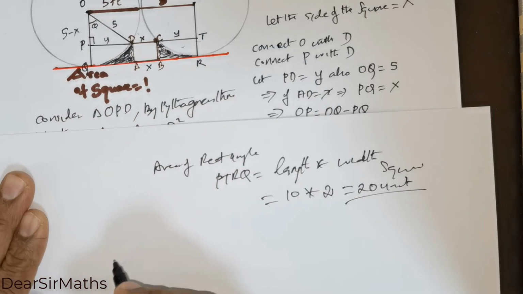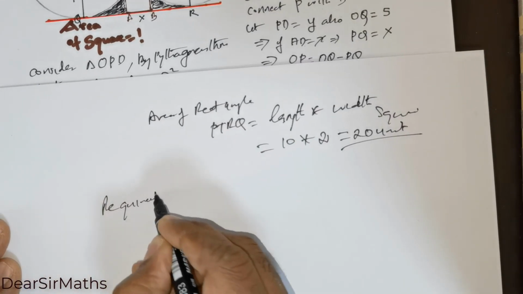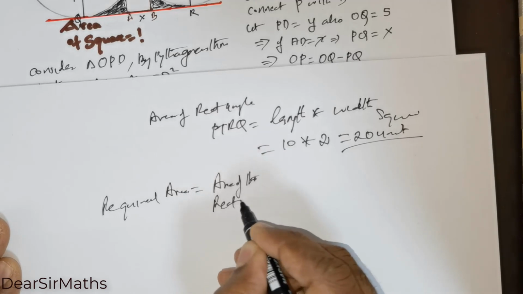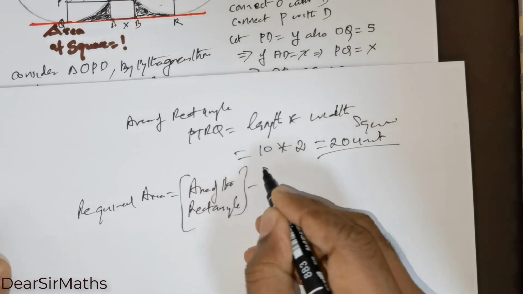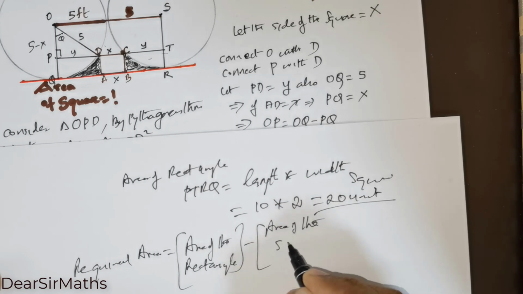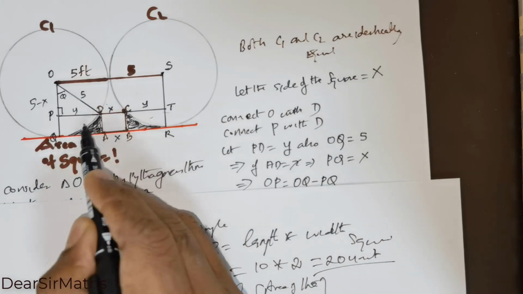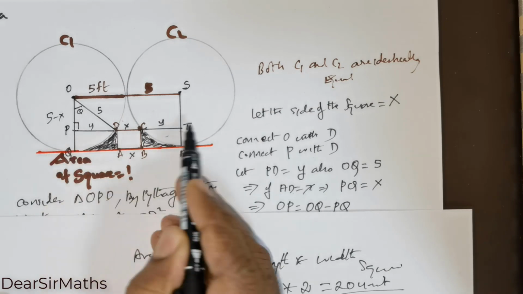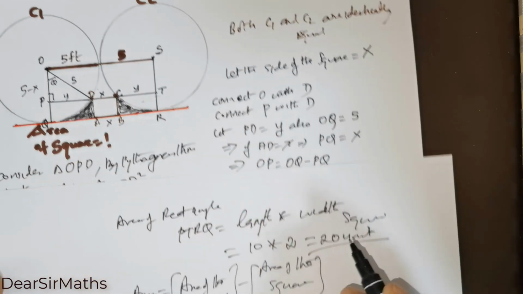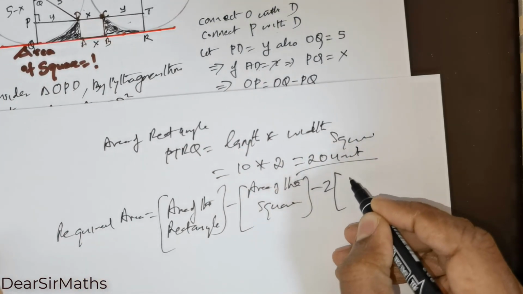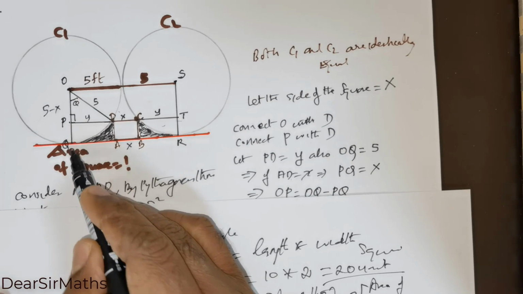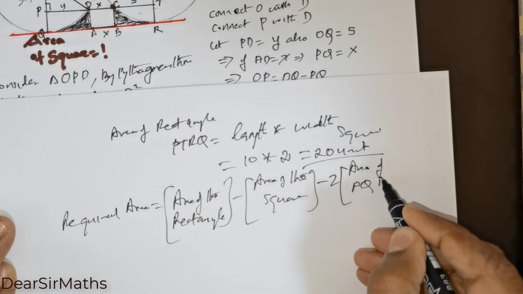So the required area, let me write that down, is nothing but from the area of the rectangle you take away first the area of the square, right? And then there are 2 portions you need to take away. So from this entire rectangle you take away the square, but still this region is there, but you need to take away this and this. So minus 2 times the area of this region, PQD.